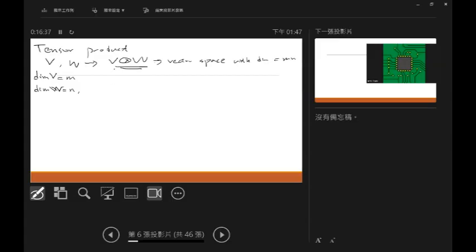So let me just write down all the elements that belong to this V tensor W. They can be written as a linear combination of any vector Vi in V and Wj in W, so I can write it as the sum of Aij Vi tensor Wj. This is basically a definition, up to some technical detail. All elements inside this are written as a linear combination of Vi and Wj.